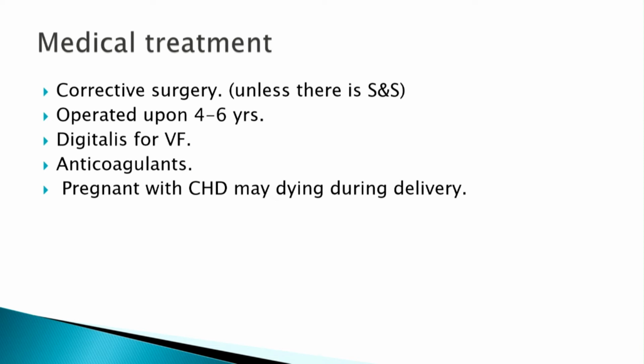So if there is cyanosis, if there is dyspnea, if there is any complication, in this case we can do corrective surgery, and usually it should be operated on at 4 to 6 years after delivery. At 4 to 6 years of life, we can do corrective surgery for the congenital heart defect. Sometimes the patient might be given digitalis or antiarrhythmics for ventricular fibrillation, which is a type of arrhythmia. Anticoagulants, such as warfarin or coumarin, thin the blood and increase blood flow to prevent thrombus formation.